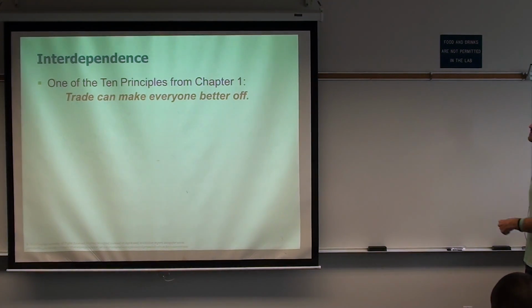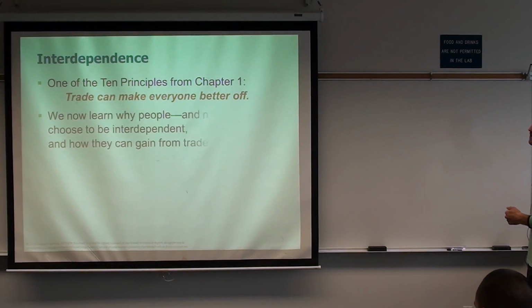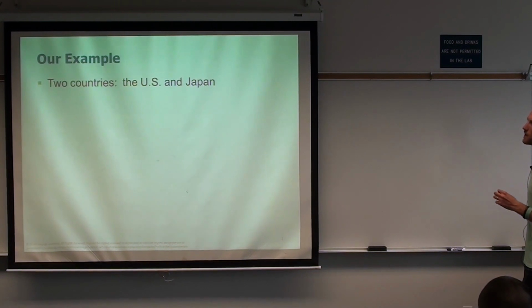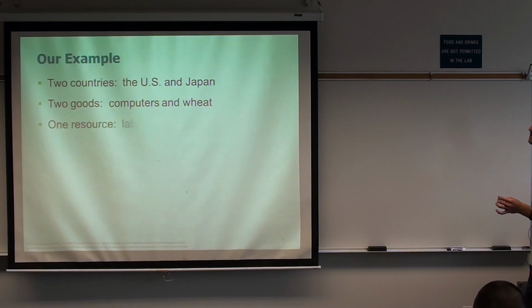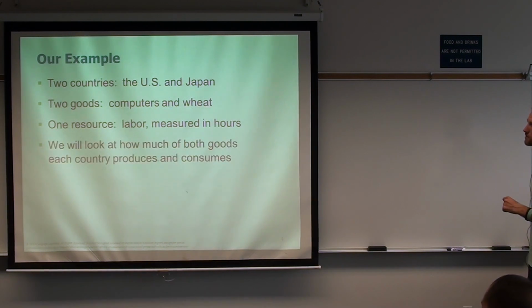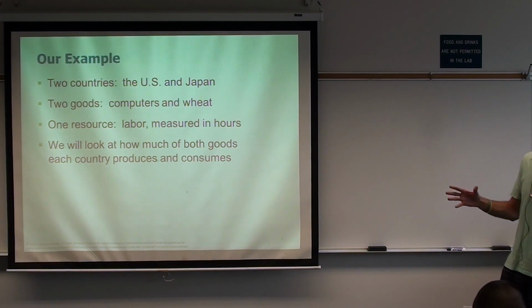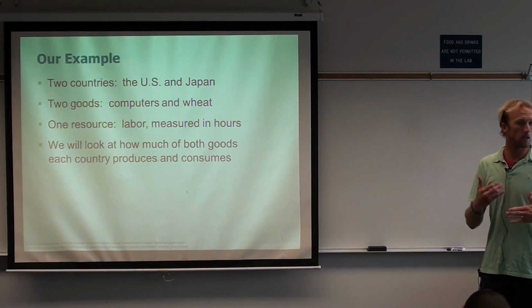All right, so the idea of interdependence. One of the 10 principles from Chapter 1 is trade can make everybody better off. And now we're going to learn why people are better off and how this is. Okay? So here's an example. We've got two countries, the United States and Japan. We've got two goods, computers and wheat. And we've got one resource, one input. We've got labor measured in hours. All right, so we're going to look at how much of both of the goods each country produces and then they consume.